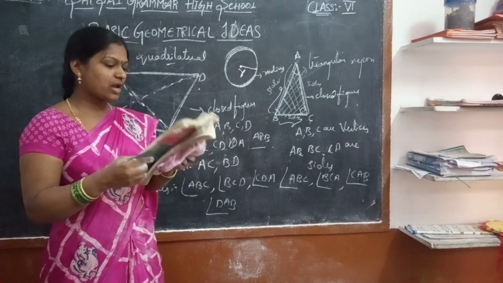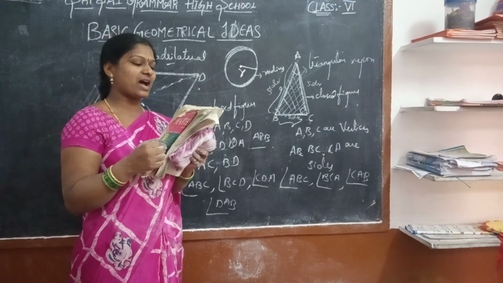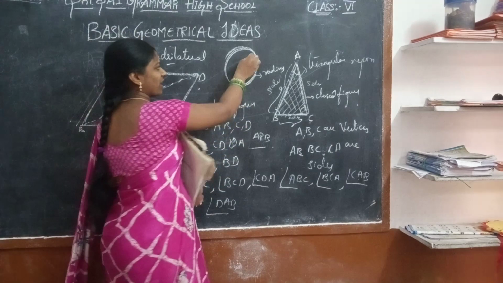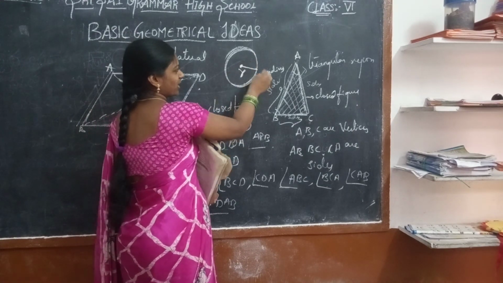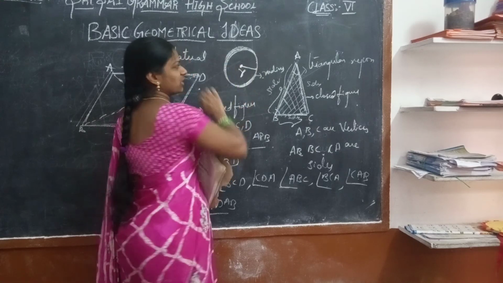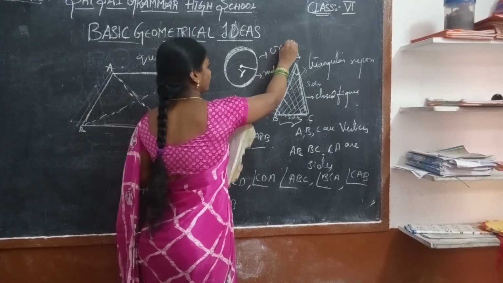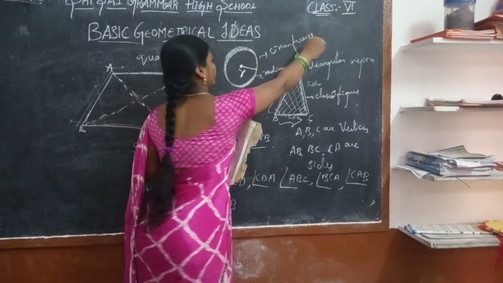Now, a part of the circle is an arc, and the total length of the circle is called the circumference. See, the length from the center to the boundary is called the radius. The total length of the circle is called the circumference.